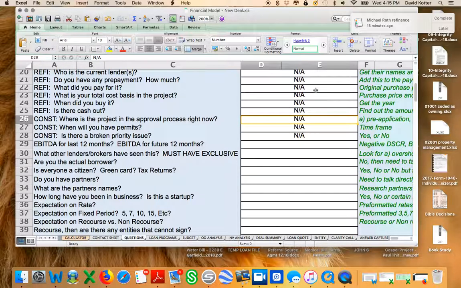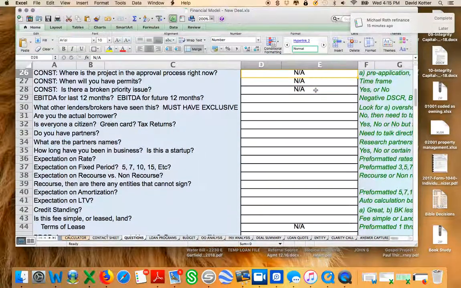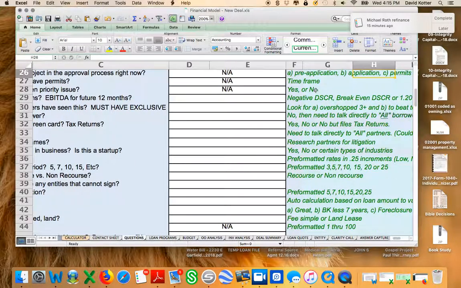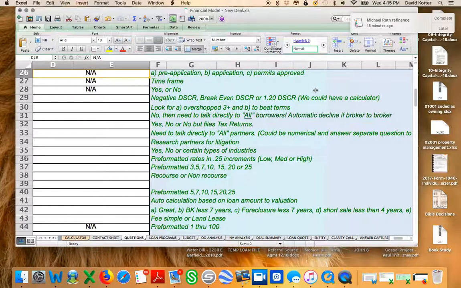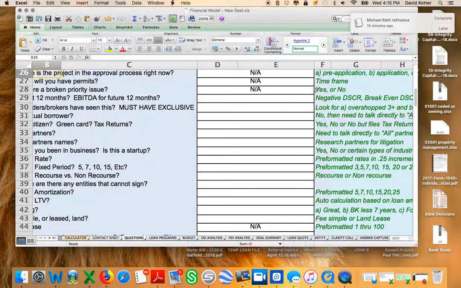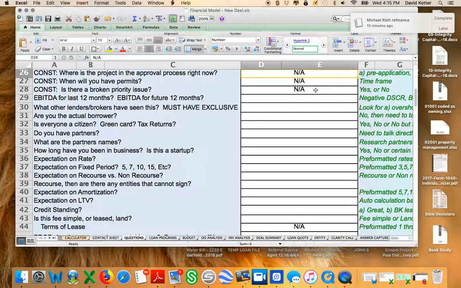Then we go down here to construction. This is asking, where is the project in the approval process right now? Do they have a pre-application with the city? Do they have an application with the city? Are permits approved? Construction can be more complicated, so we definitely want to understand that. When will you have permits? That would be another great question. You know, that's the time that you can actually start working on a project.